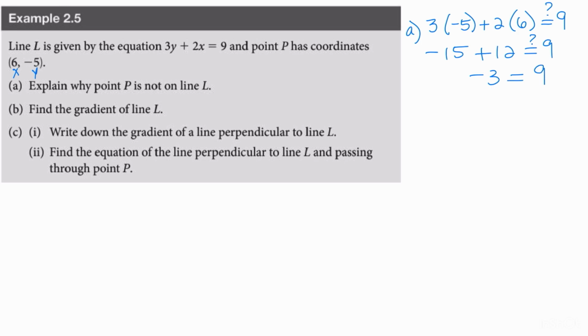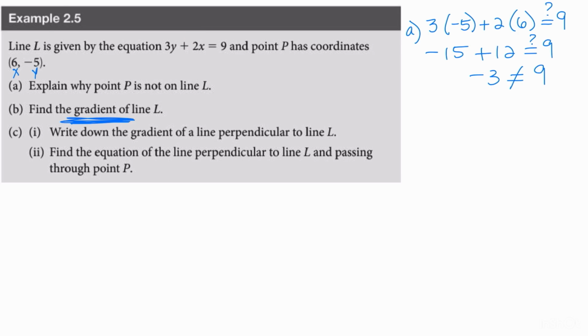That is not a true statement. Therefore, that is why it is not on line L. For part B, find the gradient of line L. You can't just say, oh, it's going to be 2 because it's next to the x. No, you can't do that. You have to get the y by itself first.